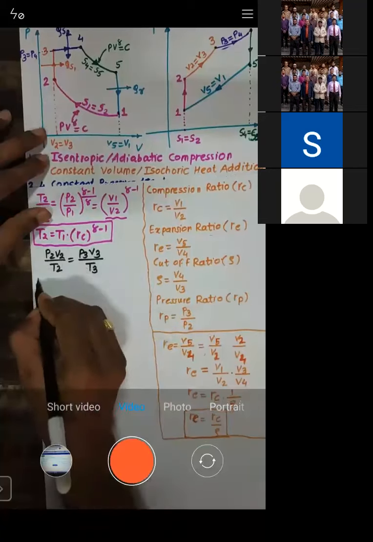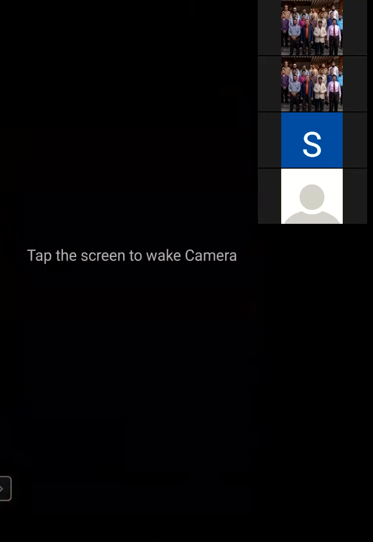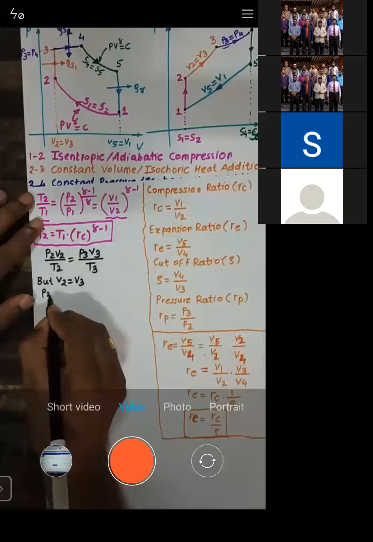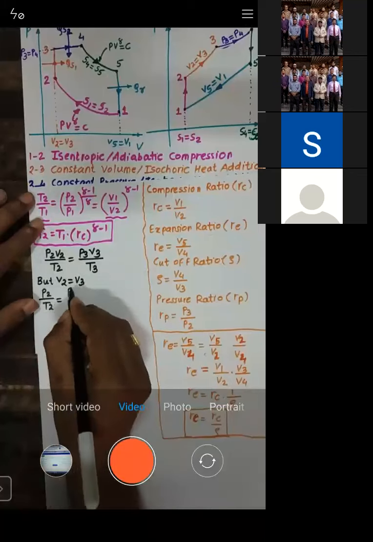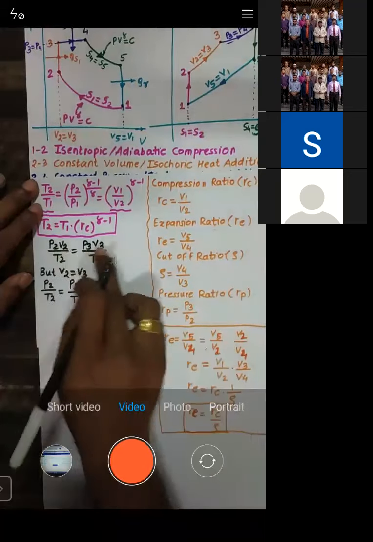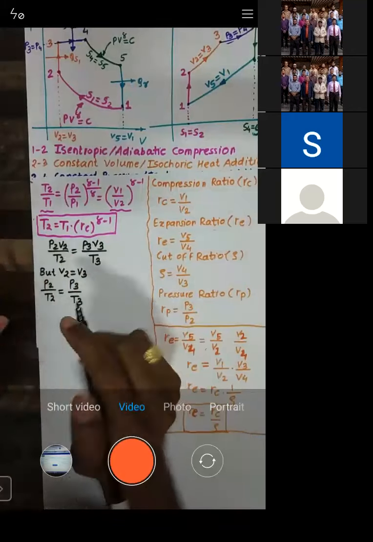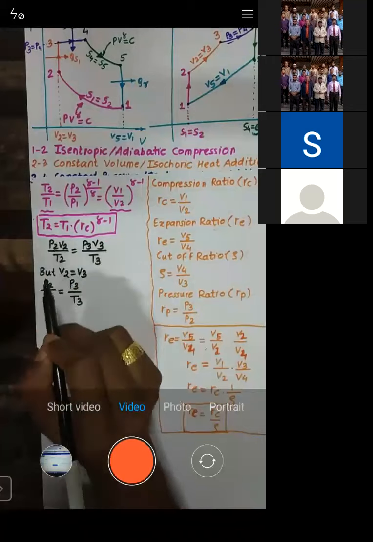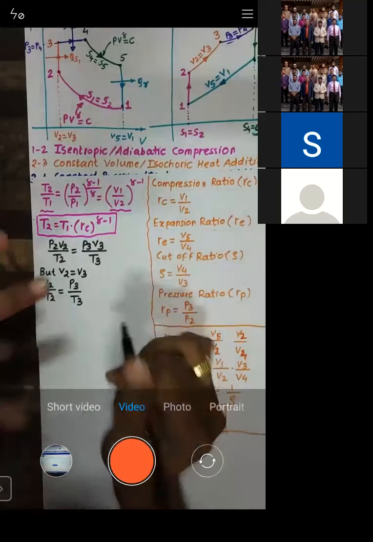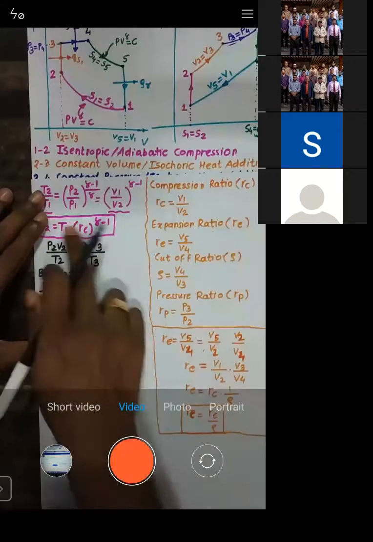But you can see from process 2 to 3, what happens? The volume is held constant, so V2 is equal to V3. So V2 and V3 get cancelled. What is remaining? It's P2 by T2 is equal to P3 by T3. See, this is the ideal gas equation. You can apply for any state. P1 V1 by T1 is equal to P2 V2 by T2 is equal to P3 V3 by T3 is equal to P4 V4 by T4 is equal to P5 V5 by T5. I am applying it only between 2 to 3.